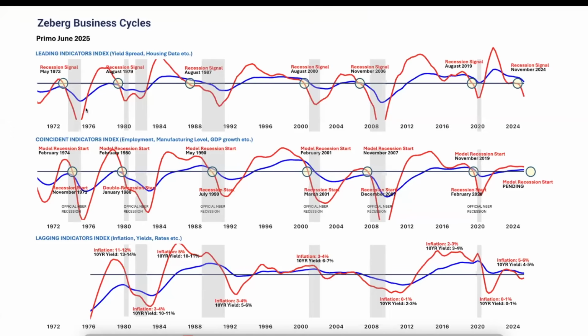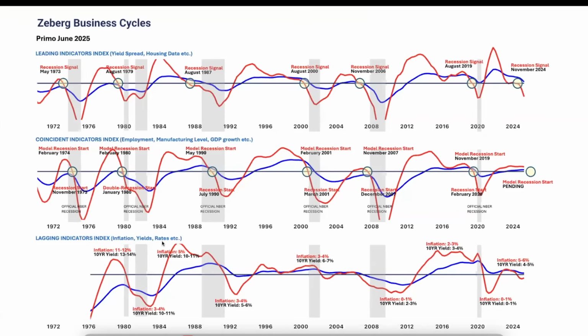Up here, we have the leading indicators. We have these 3 guys here. We need to move them out here first. So first, we have the leading indicators up here, which is yield spread, housing data, and so on. These are the ones that will lead us into where we're going with the real economy. And what do I mean by the real economy? The real economy is employment, manufacturing levels, GDP numbers, and all these things. These are things that we know on a daily basis, that we follow and see and understand as, okay, is the economy in a good stage? And then we have the lagging indicators, which is inflation, yields, rates.